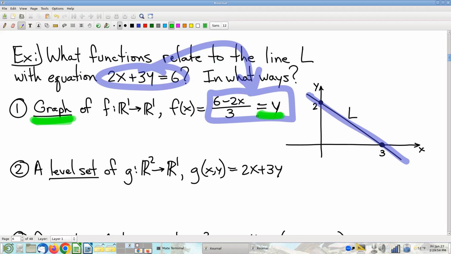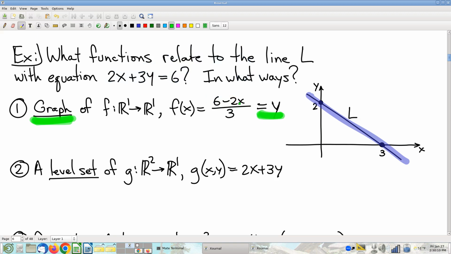Now I literally have a function whose values are set equal to a new variable y. Or said differently, I have y equals some function of another variable. And so this is literally the graph of this function right there. Everybody on board? So that's one example, right?